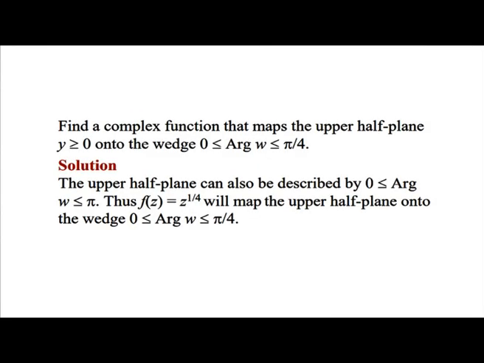Okay, now let us find a complex function that maps the upper half plane y greater than or equal to 0 onto the wedge 0 less than or equal to argument of w less than or equal to pi by 4. See, the upper half plane can also be described as 0 less than or equal to argument of z less than or equal to pi. So, f of z is equal to z raised to 1 by 4 will map the upper half plane onto the wedge 0 less than or equal to argument of w less than or equal to pi by 4, because here you are trying to find a function mapping argument of z from 0 to pi to argument of w from 0 to pi by 4, which will be obtained by f of z is equal to z raised to 1 by 4.